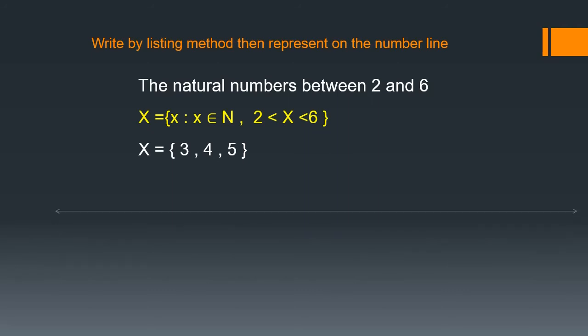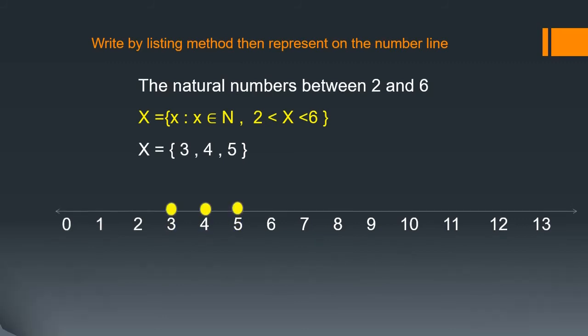Now draw the number line. Start from 0: 0, 1, 2, 3, 4, 5 and so on. Now locate the points on 3, 4 and 5.